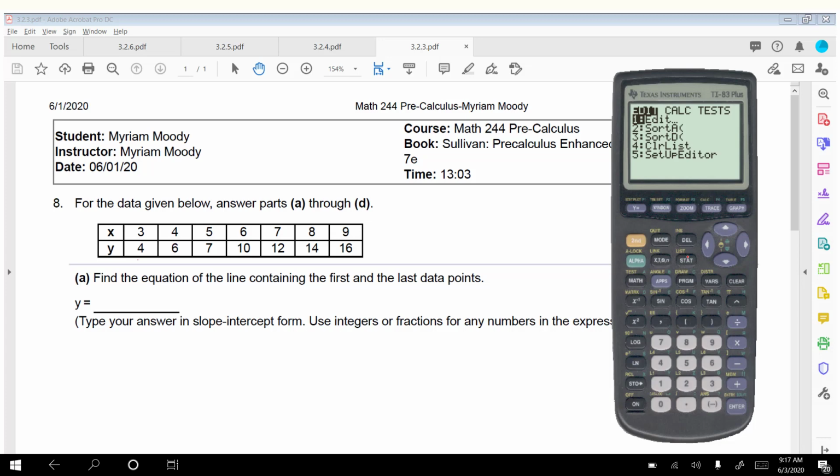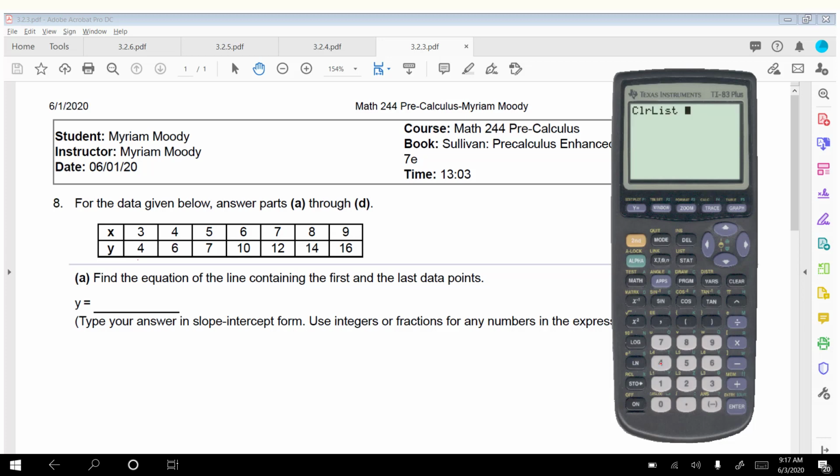When you hit the stat key, it has 3 titles to it: edit, calc, and tests. So we need to input the data, so we're going to do some editing. Before we actually do some editing, we need to make sure our lists are cleared out, because you may already have data in those lists. So we need to get rid of that data. By the way, this calculator can have like 10 different lists. We only need 2. Do you see in my calculator, item number 4, it says clear list. So I'm going to hit number 4 to clear the list.